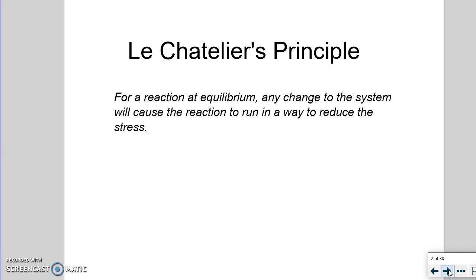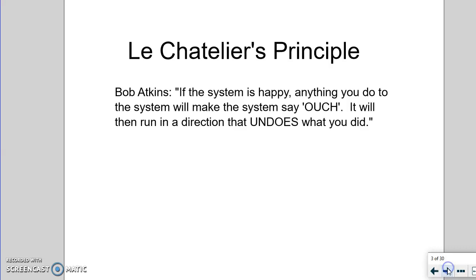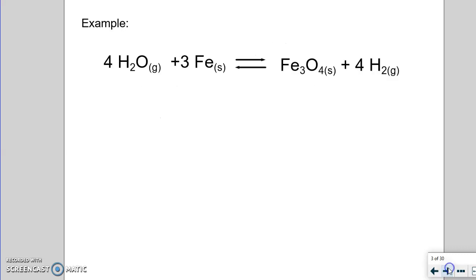The way that my chemistry teacher talked about it, if the system is happy or at equilibrium, anything you do to the system is not going to like. So if you do anything to it, it's going to say, ouch. And then it's going to try to undo what you just did. So you do something, it doesn't like it, it runs in a direction to undo what you just did.